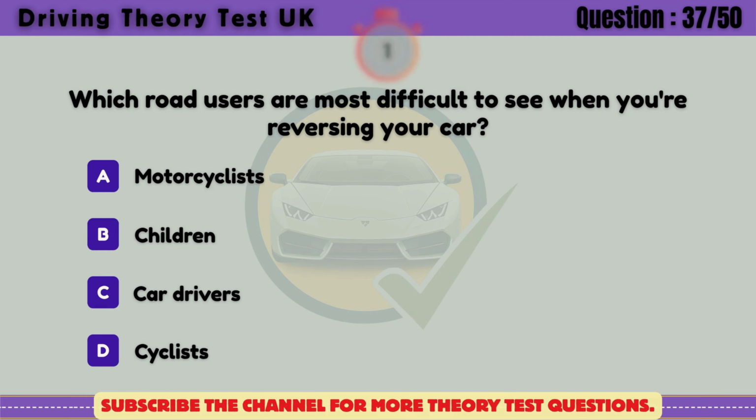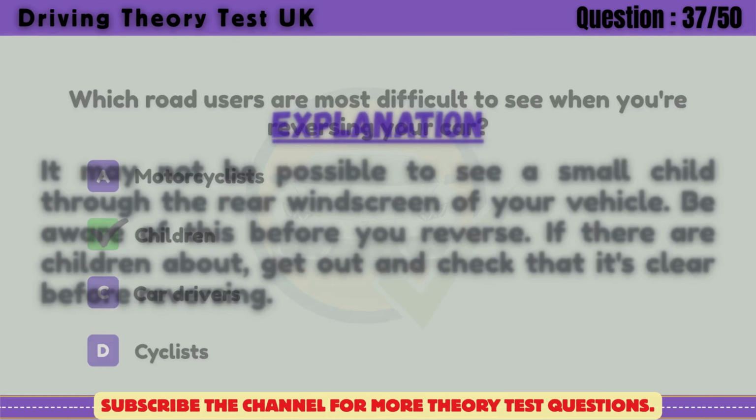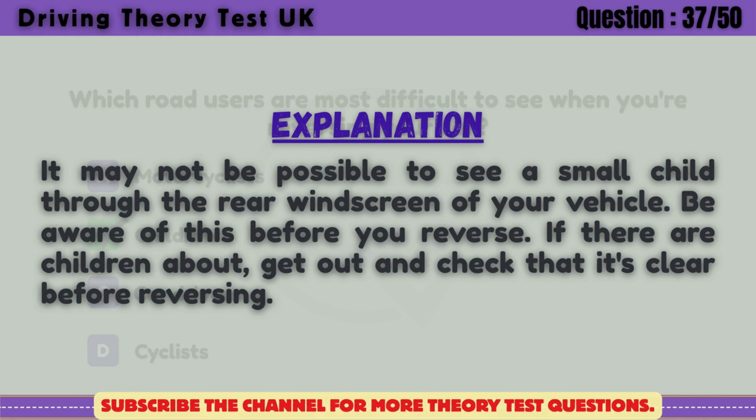Answer is B. Children. It may not be possible to see a small child through the rear windscreen of your vehicle. Be aware of this before you reverse. If there are children about, get out and check that it's clear before reversing.